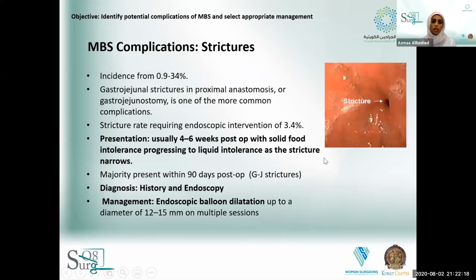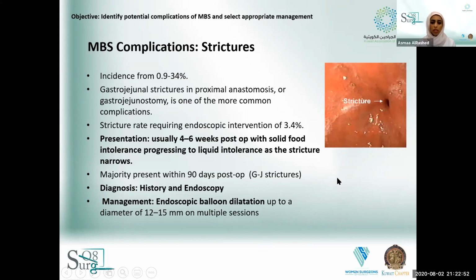Another complication that can happen is strictures. Again, these are less likely to present for the general surgeon, but it's good to know about them because they may present to you early when you're on call. Incidence is very variable. It can be from 0.9 to 34%, right? And you would say that this is a stricture if your scope wouldn't pass. So if your 9mm scope wouldn't pass, you would identify this as a stricture. There's a small picture here, a demonstration of that.